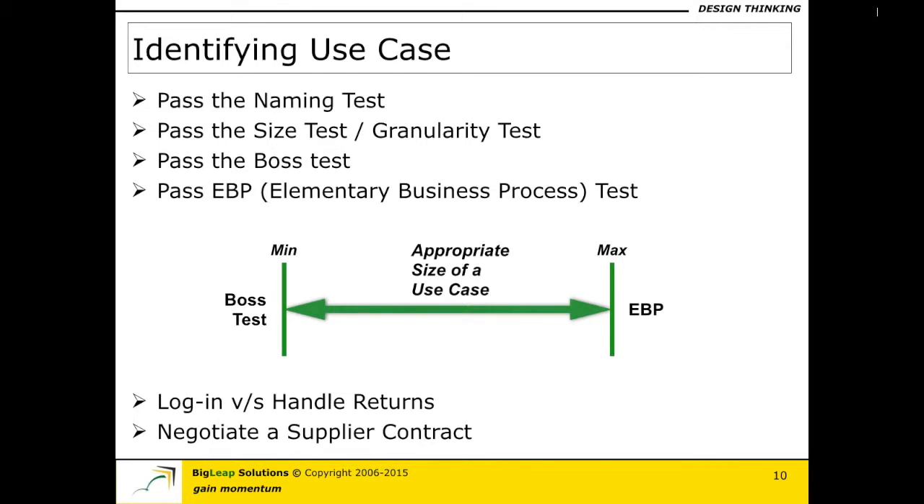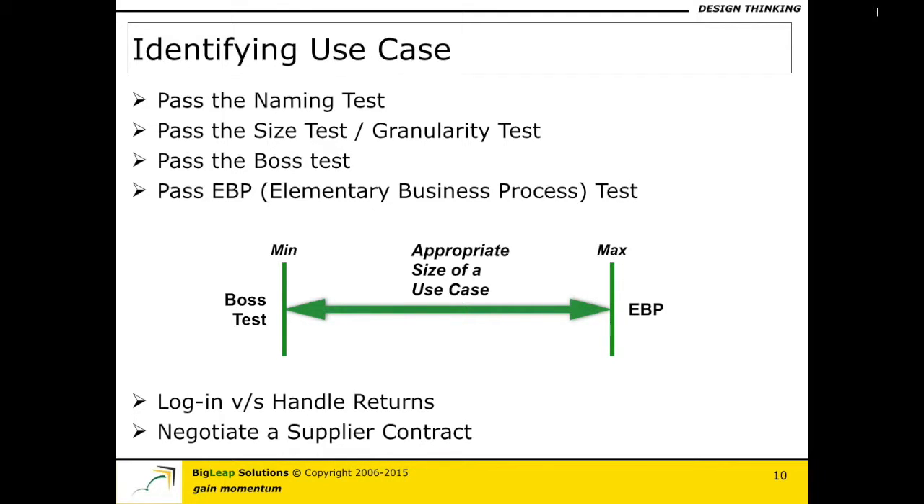So replying to the question that you asked with 5 logins or 5 handle returns, that's the difference. Even though the work I did was exactly the same between them, just identifying the use cases in different ways actually conveys 2 different meanings, and hence that's where the boss test comes in.